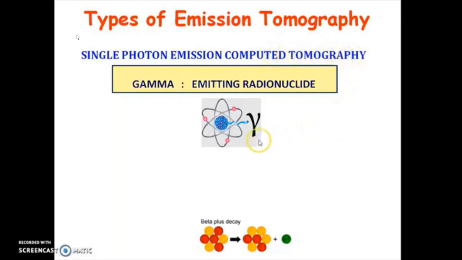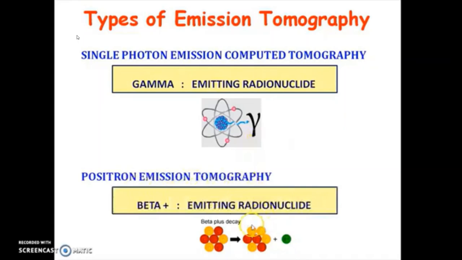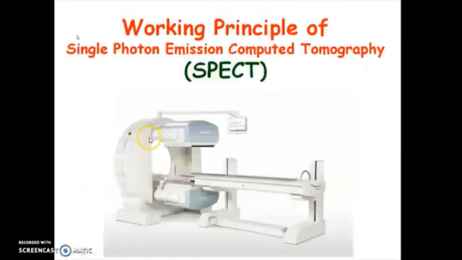The other tomography is positron emission tomography, where the emitting radionuclide we use is beta plus, that is, a positron. An electron with negative charge is called an electron. An electron with positive charge is called a positron. And this positron is used to get the tomographic section. We call it positron emission tomography.